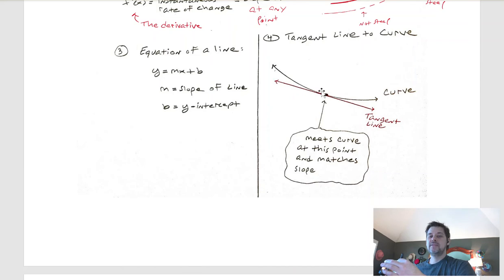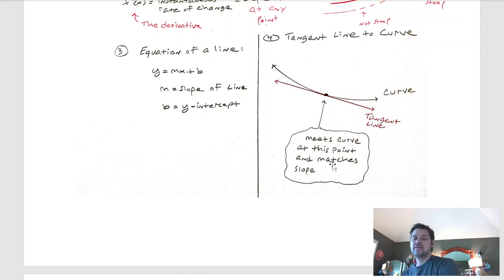So if you can imagine zooming in on this curve right here, you wouldn't see two things. You just see one. When we zoom out, I see the curve and I see the line. I see two different things. But imagine if we were to look at a microscopic scale at that point, we wouldn't see two different things. The line and the curve would kind of blend together. That's what it means when the tangent line meets the curve at the point and matches its slope, okay?